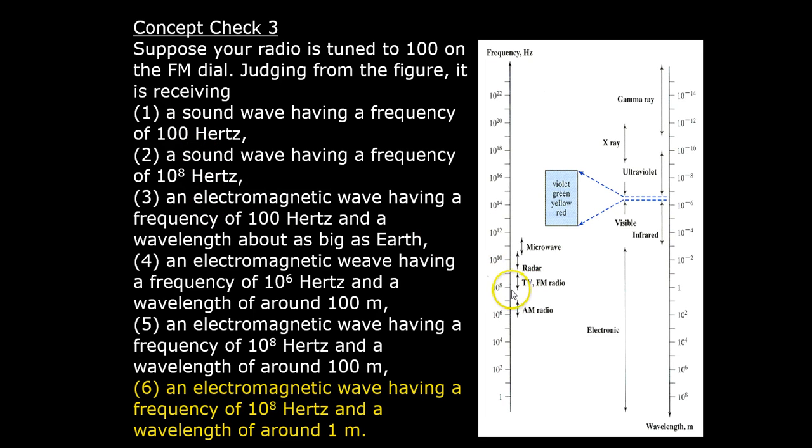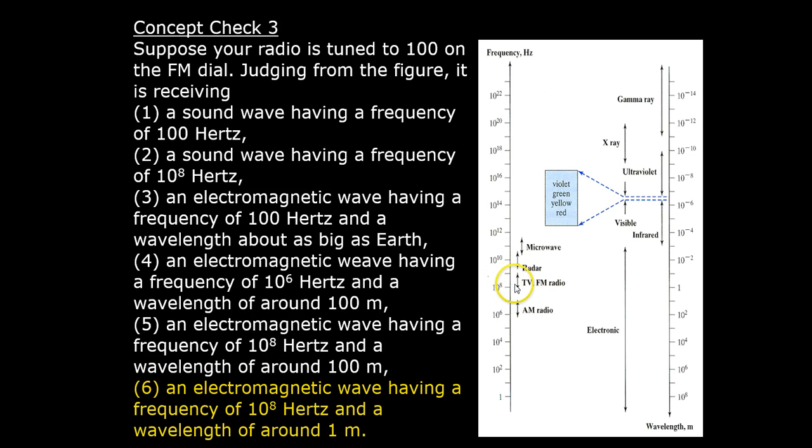Now, FM is somewhere between like 10 to the 8th or so and 10 to the 9th or so. Okay, let's see. Number 3 says 100, wrong. Number 4 says 10 to the 6th, that would be AM, wrong. Number 5 says 10 to the 8th, okay, maybe. Number 6 says 10 to the 8th, okay, maybe. All right, so it's either going to be 5 or 6, right? Okay. But then we want to know the wavelength.